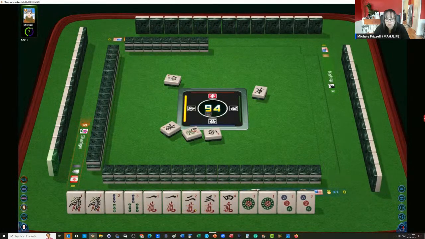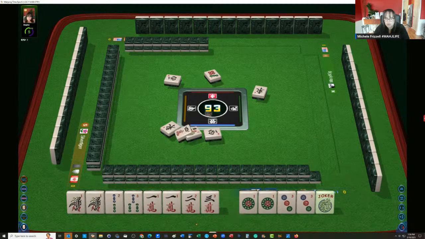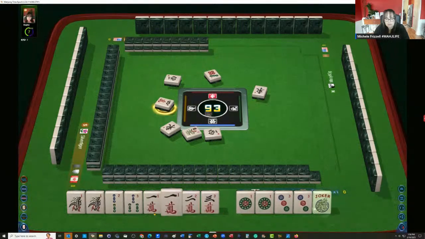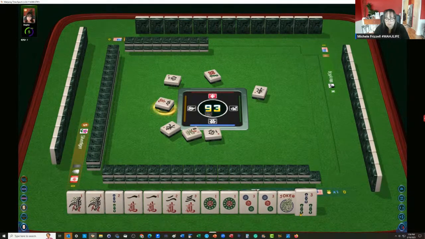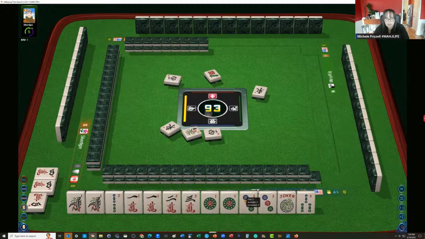2 bam, 1, 2 crack, 3 dot pair concealed. If the pair hand falls through, 7 dots, a joker. A joker. 4 characters. Stinking joker. Okay, so probably 1, 2, 3 dot pair, concealed consecutive, and that way 6 bamboos we can use the joker.